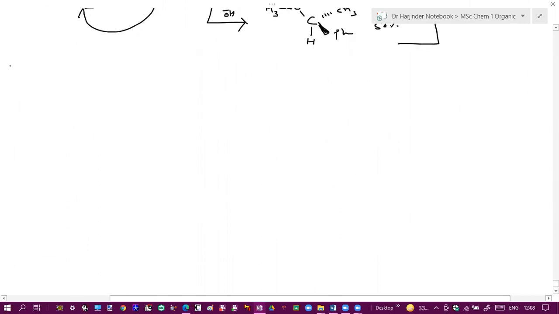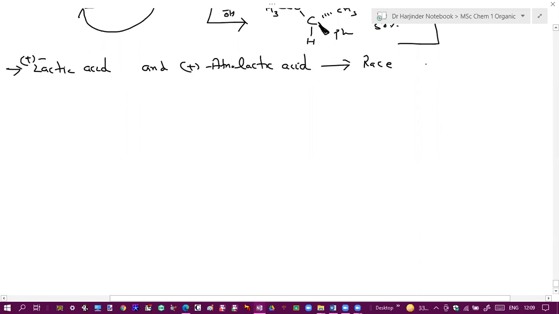How will you convert plus lactic acid and plus heterolactic acid into its racemic modification? So how will you convert lactic acid into racemic modification, or heterolactic acid into racemic modification?